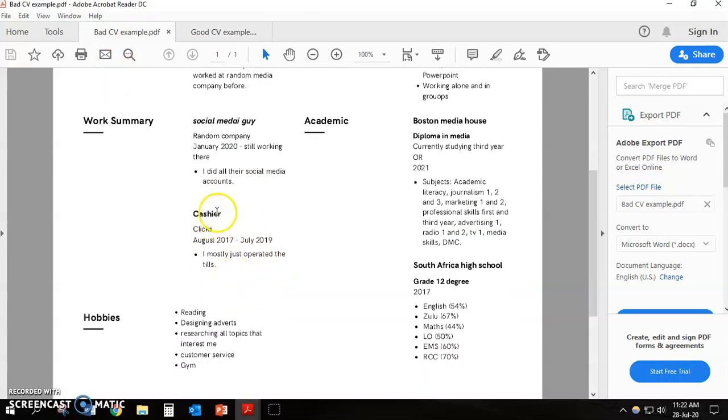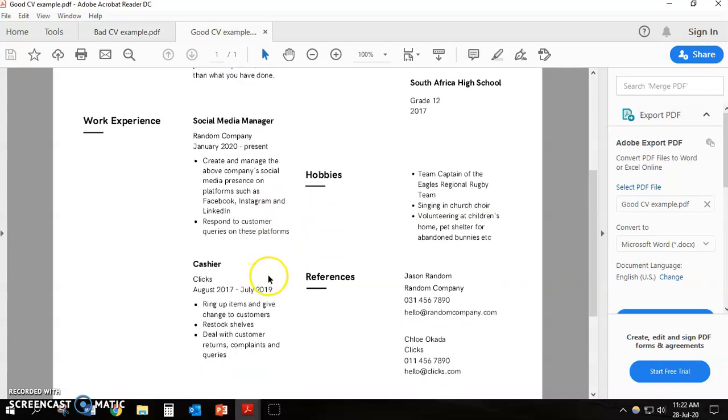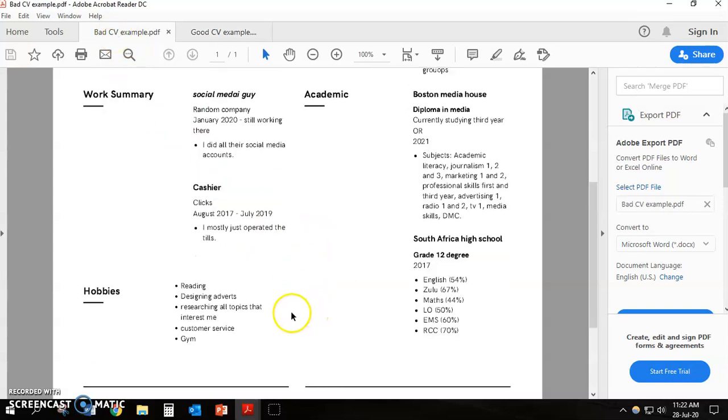Okay, next is cashier clicks. I mostly just operated the tills. Okay, that doesn't sound like much at all. When you think about it, you'll see that you probably did a lot more than just operate the tills. And what does operating the tills really mean?